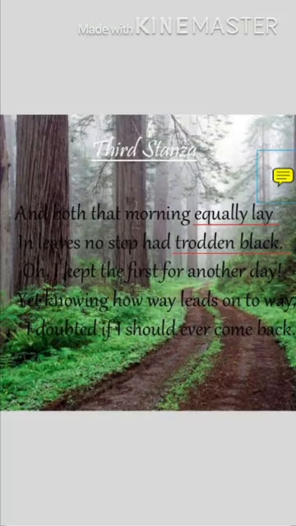So the poet says that both the paths were similar that morning. Both had leaves on them, and no one had stepped on them as they were still green in color. He decided that that day he would take one path and keep the other path for another day. Although he knew that one way leads on to another way, he knew that he could not go back on the choice that he had made.